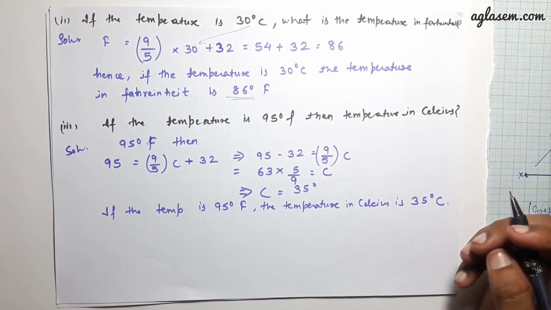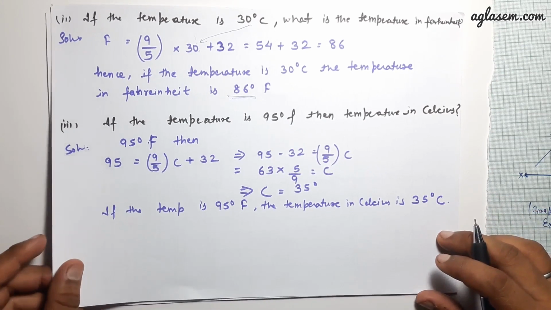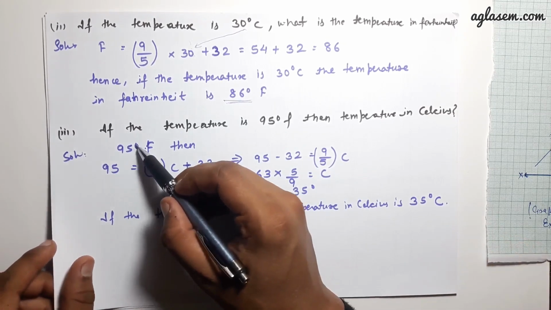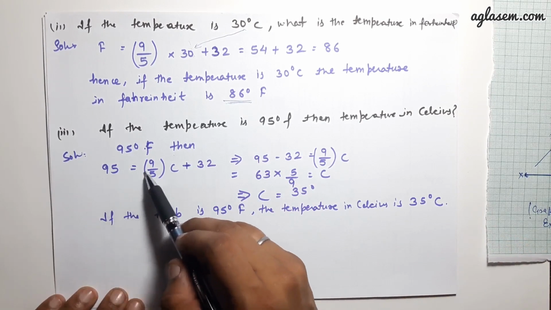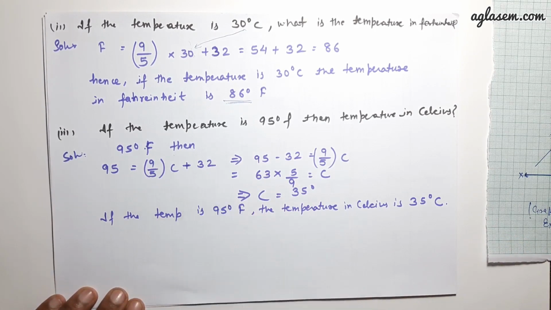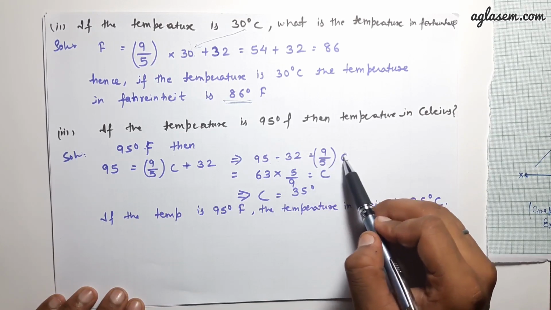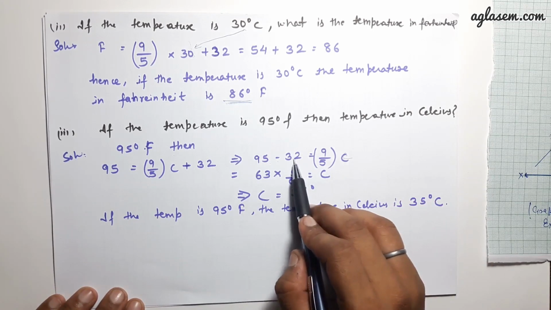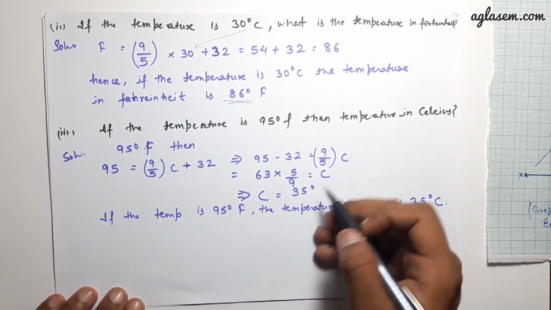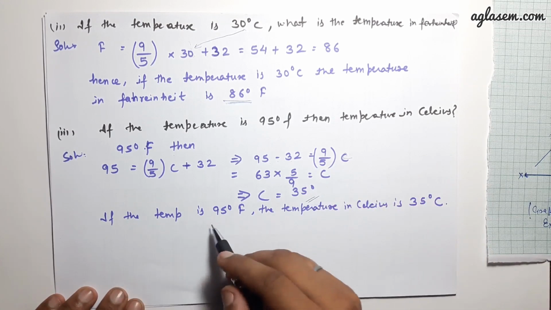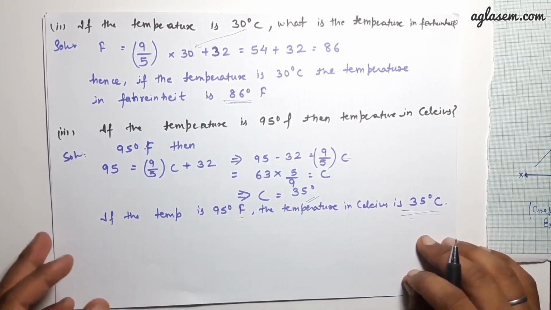So now let's solve the third one. If the temperature is 95 degrees Fahrenheit, then we have to find the temperature in Celsius. So 95 is equal to 9 upon 5 C plus 32. So 95 minus 32 is equal to 9 upon 5 into C. After solving this, we get 63 into 5 upon 9 is equal to C. So C is 35 degrees. If the temperature is 95 degrees Fahrenheit, the temperature in Celsius is 35 degrees Celsius.